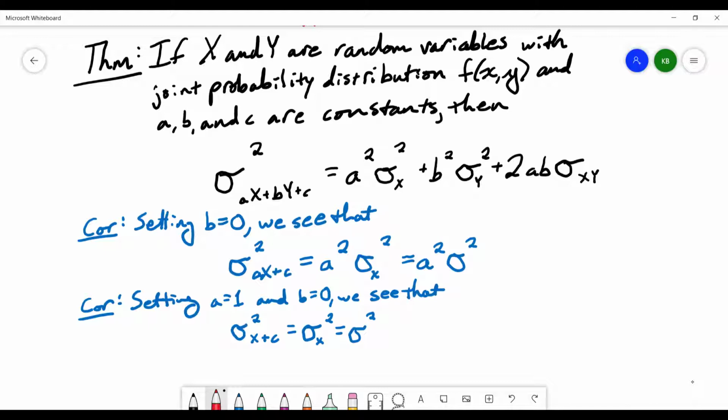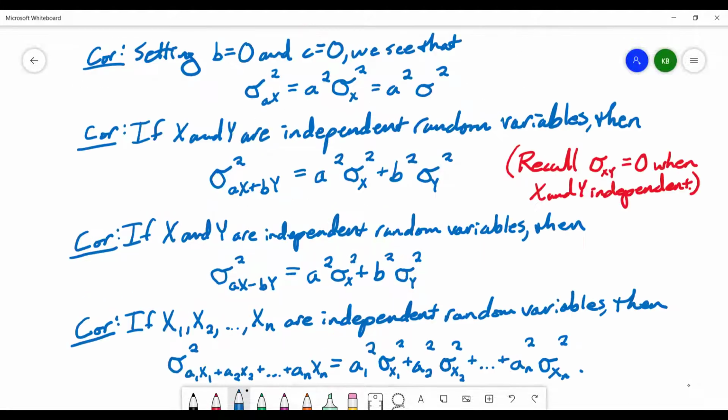Similarly, if we set a equal to 1 and b equal to 0, then we're actually taking the variance of the linear combination x plus c, and we find that that's equal to the variance of x, or just the variance. If we have b is 0 and c is 0, then we have the variance of ax is going to equal a squared times the variance of x, or just a squared times the variance.